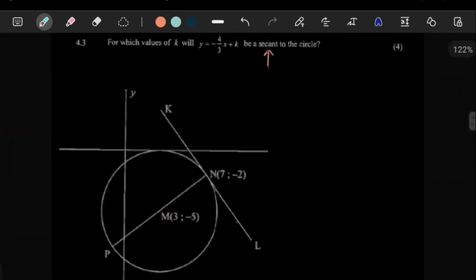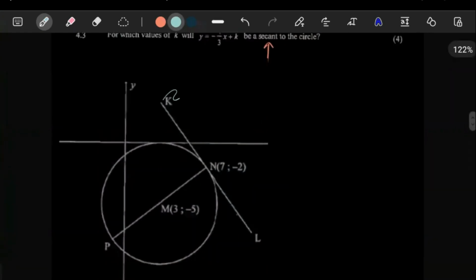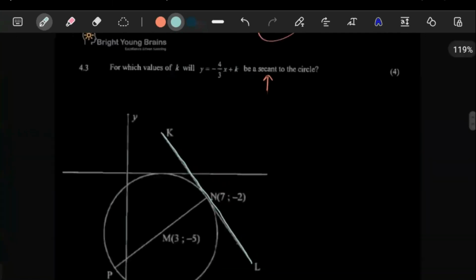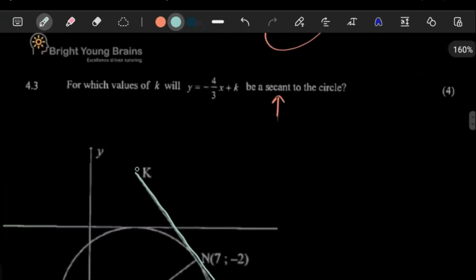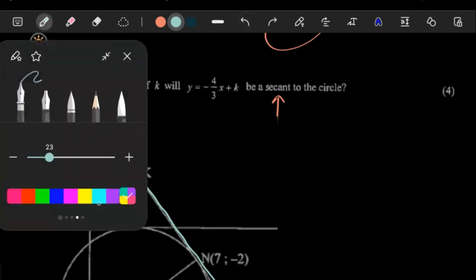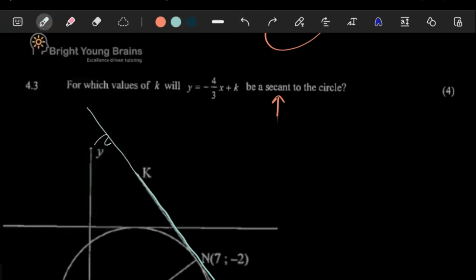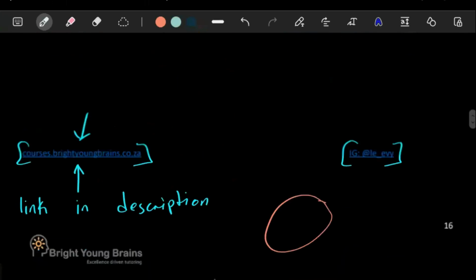So what they're trying to say is, you have a line that has this gradient. They're asking, what does the value of k need to be? The value of k, remember, is just the y-intercept of your line. So your y-intercept starts by being a value that is up there, which is like over there. The y-intercept here, we got it to be 22/3.